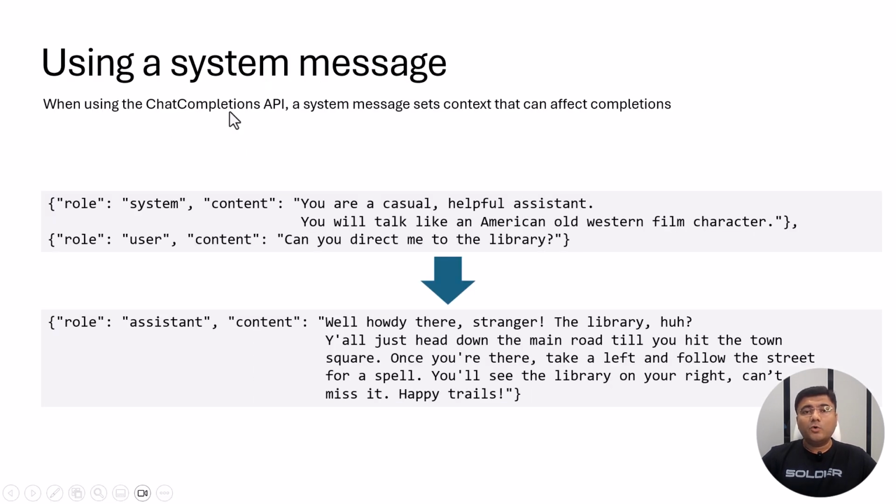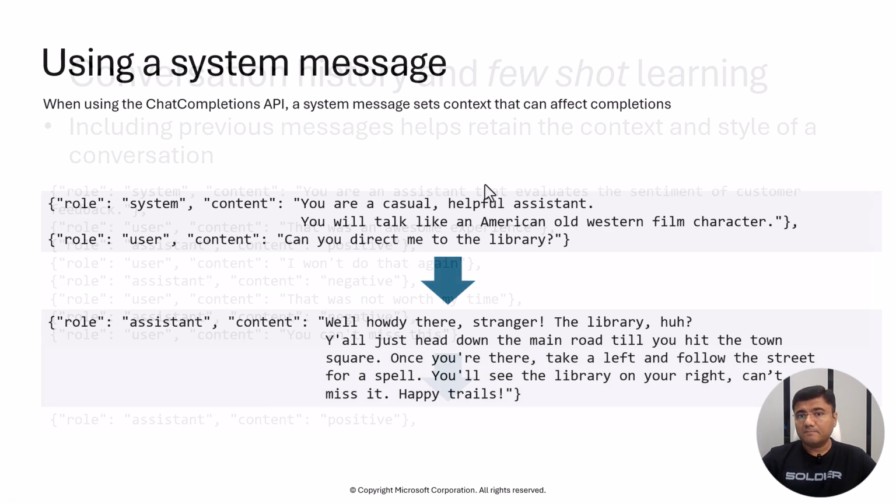This is something which is a role-based prompting example. So you can see right now, I'm specifying a role for the system, and we are saying that you are a casual, helpful assistant, and you will talk like an American old Western film character. When I provide this kind of a prompt, it's going to behave like an American old Western film character, and it's going to give me responses according to that. If I ask a question like, can you direct me to the library? It's going to respond with, well, howdy there, stranger, the library. So basically, it's going to give you a response with that kind of a persona, and that is how role-based prompting is going to work.